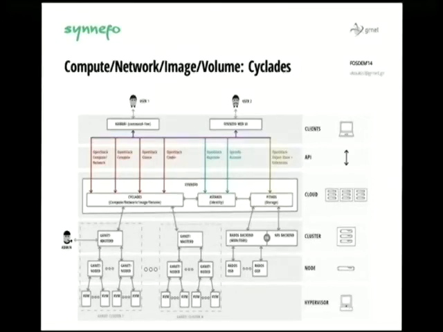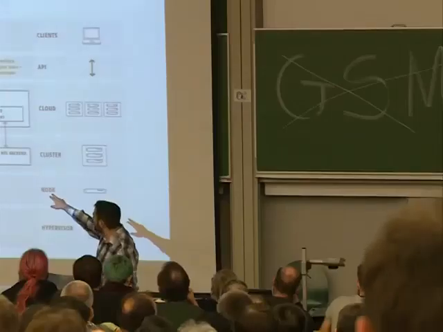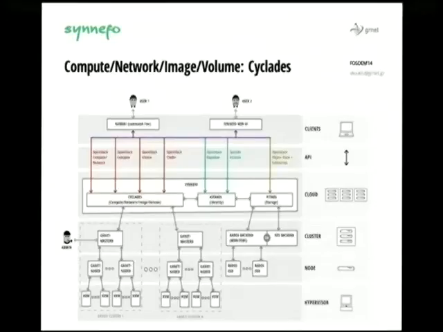So that's the overall picture. The identity service is the view. The compute service and the network service both speak to Ganeti.